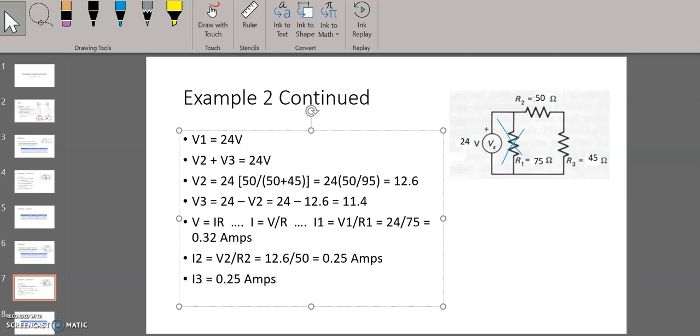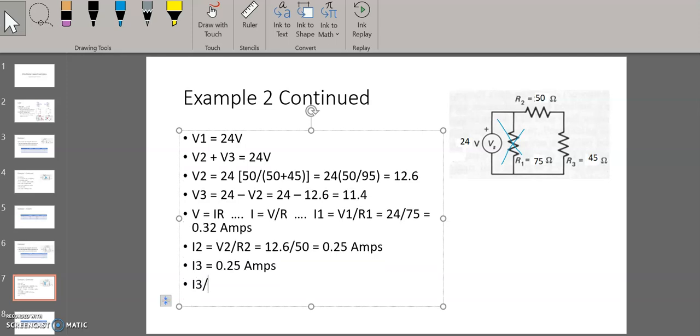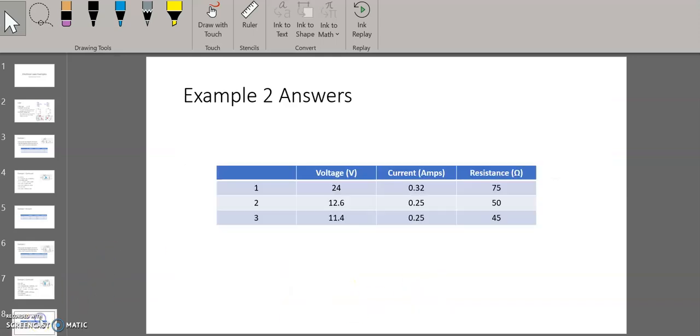Now, if we want to go ahead and check, we can. Okay, and what we'll do is I3 equals V3 over R3, and we have 11.4 over 45, and that equals 0.25, which checks out. So we'll go ahead and fill in all of our values, and this is what we have for the second problem. Okay? There you go.